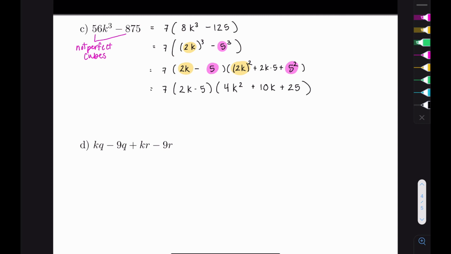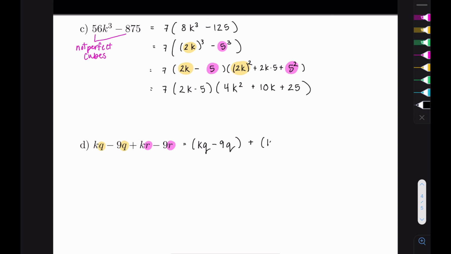Now in part D, I have 4 terms here, so that means I probably can't do any method that I'm used to. I look at all the terms, the k, q, and 9q only have a q in common. There's nothing in common to everything simultaneously. So since there's 4 terms, this is my good indication to do factoring by grouping. Because if I look at the first 2 terms, they share a q in common. And if I look at the second 2 terms, they share an r in common. So we're going to go ahead and we're going to group the first 2 pieces together.